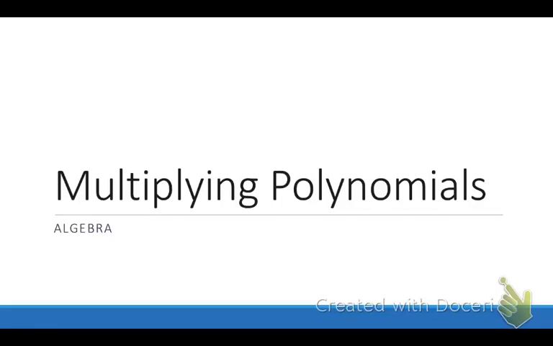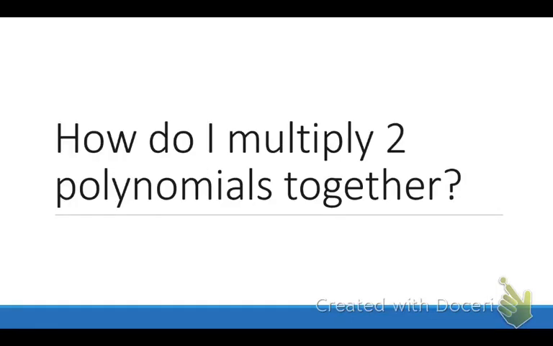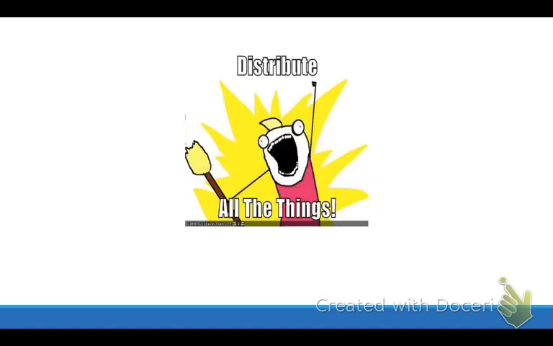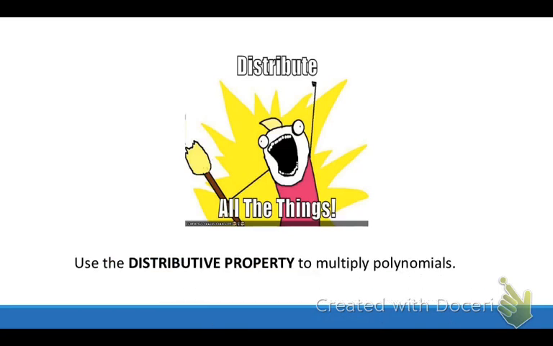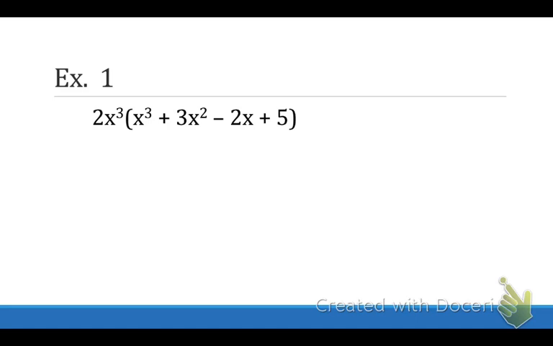In this lesson, we're going to learn how to multiply polynomials. The key to multiplying polynomials is the distributive property. You're going to be doing this over and over. So, what we have on the screen in this first example is a monomial times a polynomial with 4 terms.